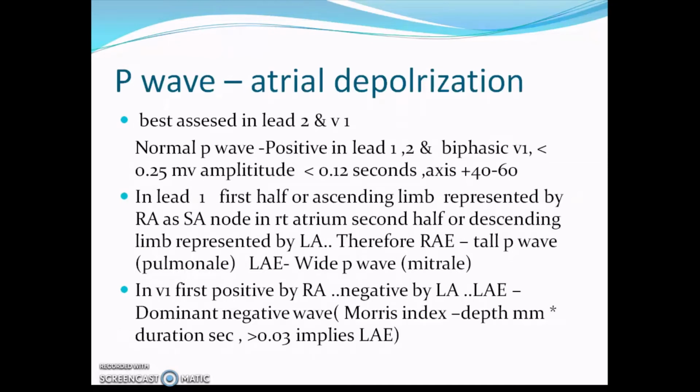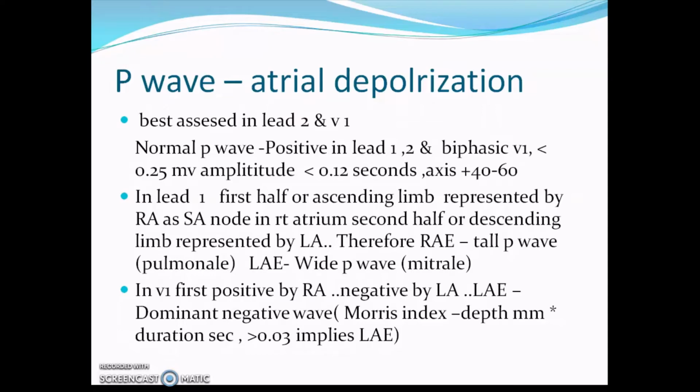P wave is best assessed in lead 2 and V1. What is a normal P wave? The normal P wave is upright in lead 1 and lead 2, whereas it is biphasic in V1, and it is less than 0.25 millivolt amplitude, that is less than 2.5 squares in height, as well as less than 0.12 seconds in duration, that is less than 3 small squares in width, with a mean P axis of 40 to 60 degree.